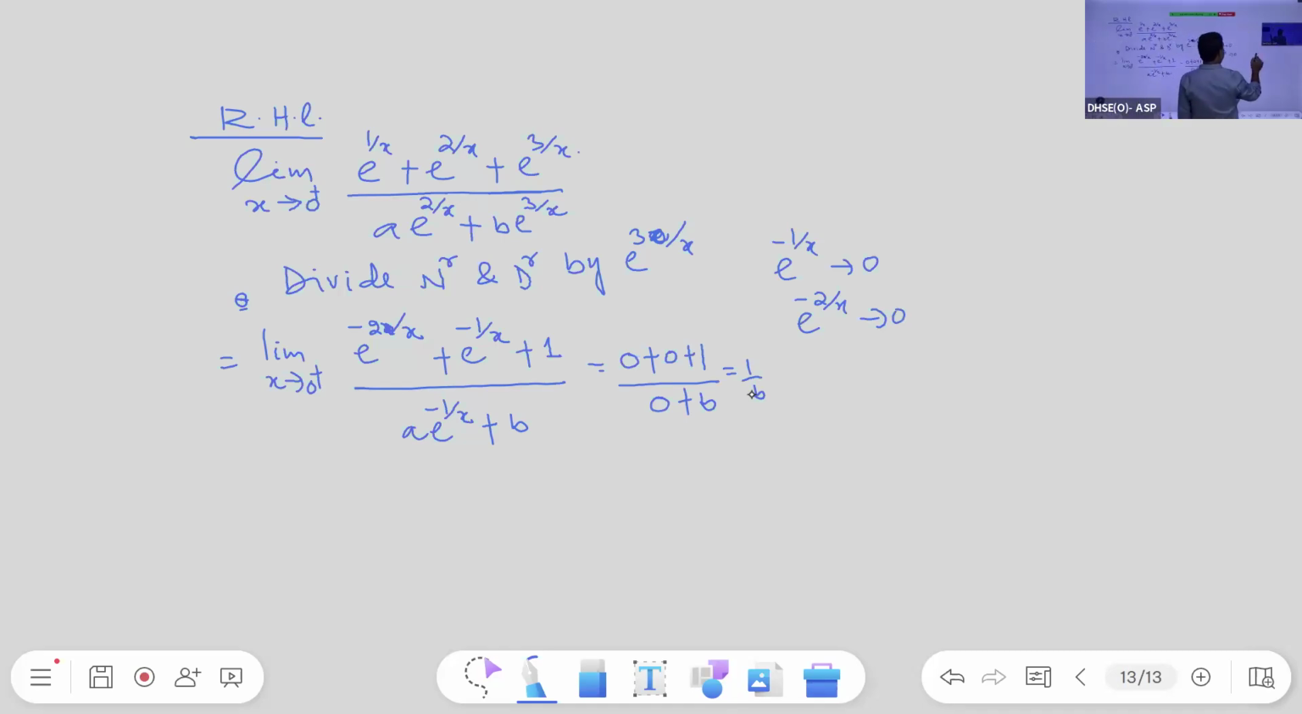The left hand limit is e square. The functional value a is equal to e square since the function is continuous. So 1 by b is equal to e square, so b is equal to 1 by e square, or e to the power minus 2. A is equal to e to the power 2, b is equal to e to the power minus 2.